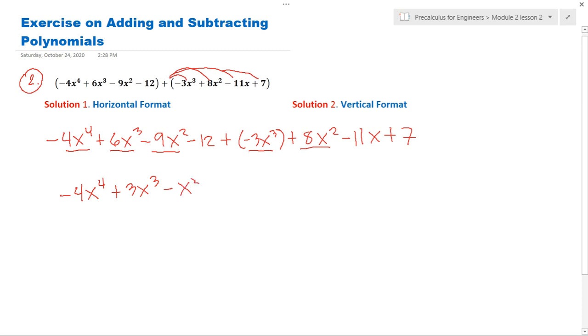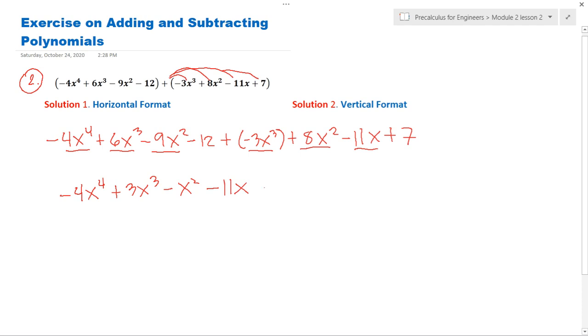So correct me, class, if you find something I got wrong. So how about for x? We only have one, negative 11x. Therefore, write it down, negative 11x. Last, we have two terms.